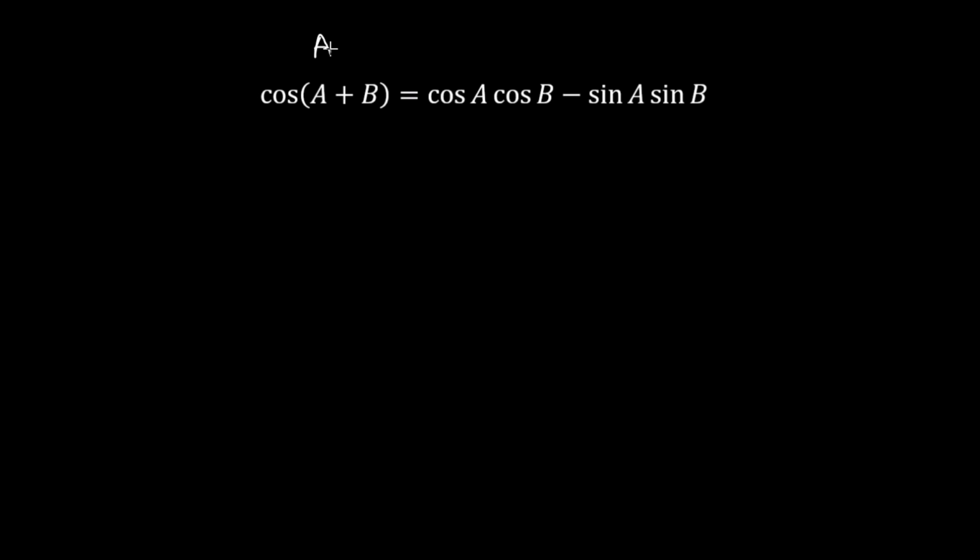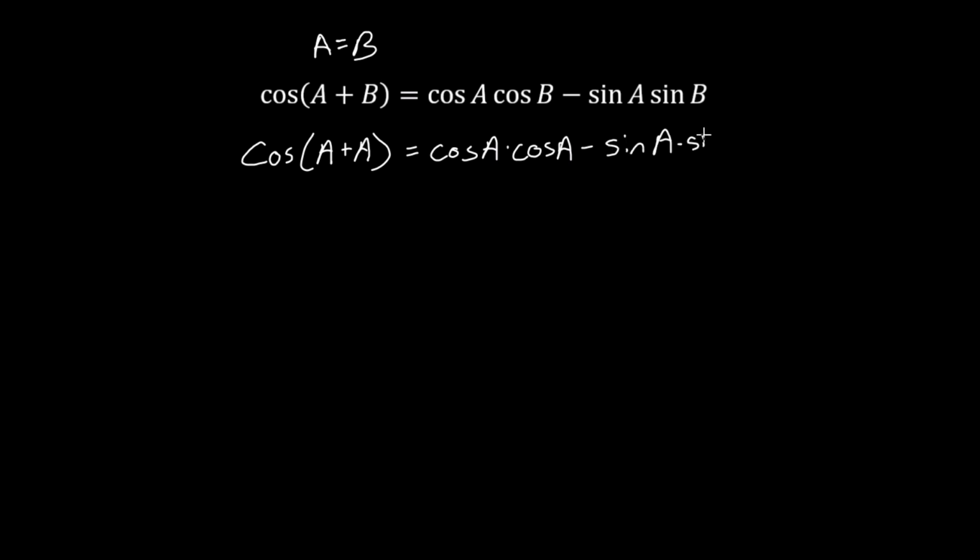So I'm going to again start by saying that A equals B. This now allows me to write down an A instead of all of my B's. So cosine of A plus A is what I meant right here, equals cosine of A times cosine of A minus sine of A times the sine of A.